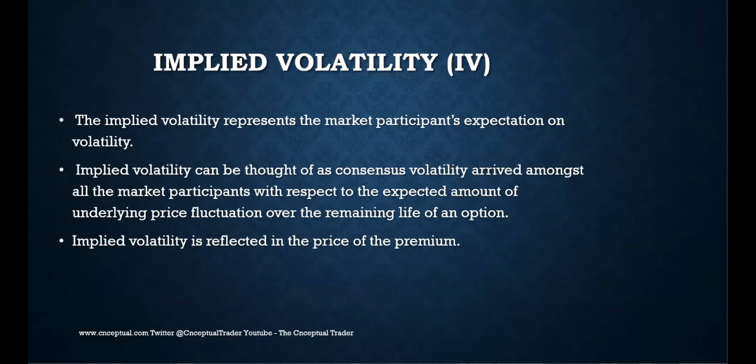So every participant in the market has some expectation regarding any upcoming news. Let's say an election is coming, or an RBI policy is coming, or the result of a particular stock is going to come. That will be represented by the IV. How the market participants expect volatility regarding that event will be denoted by the IV. IV can be thought of as the consensus volatility arrived at among all the market participants with respect to the expected amount of underlying price fluctuation.